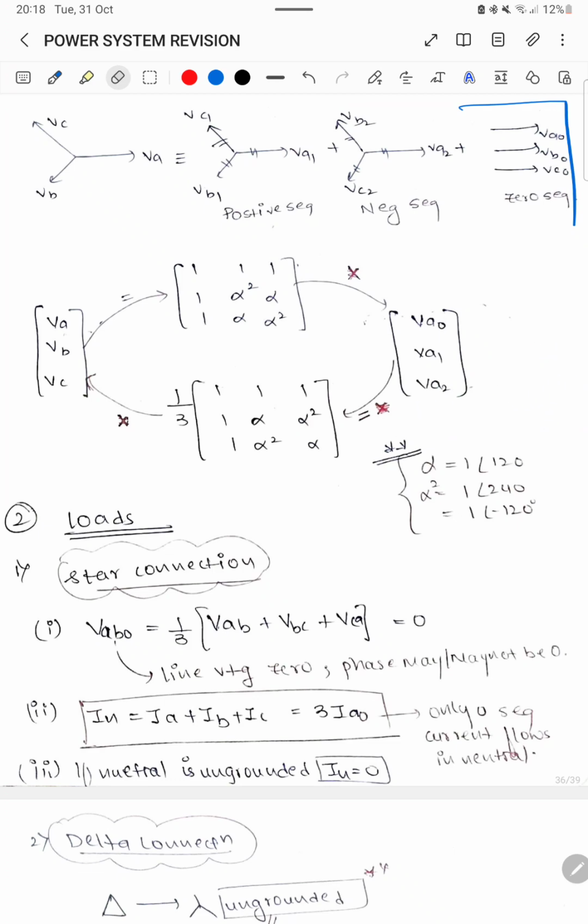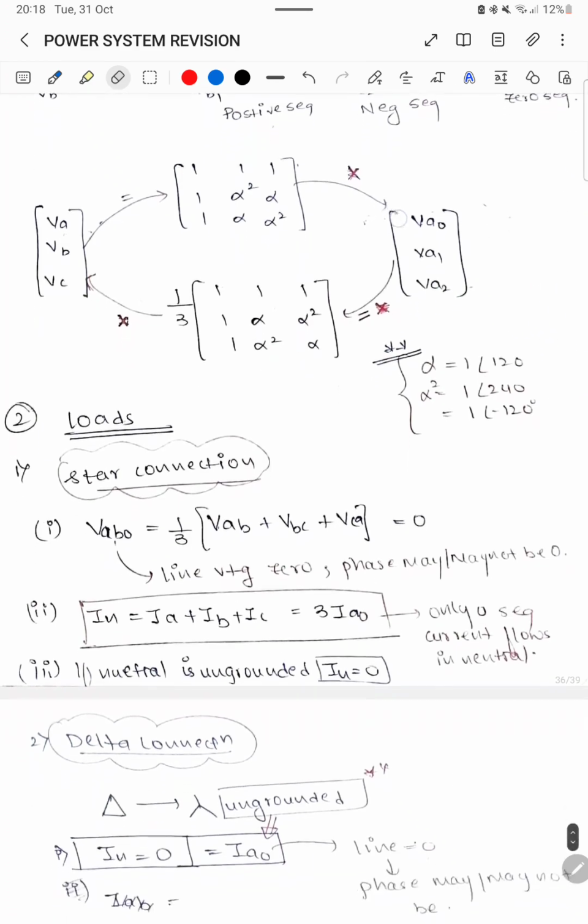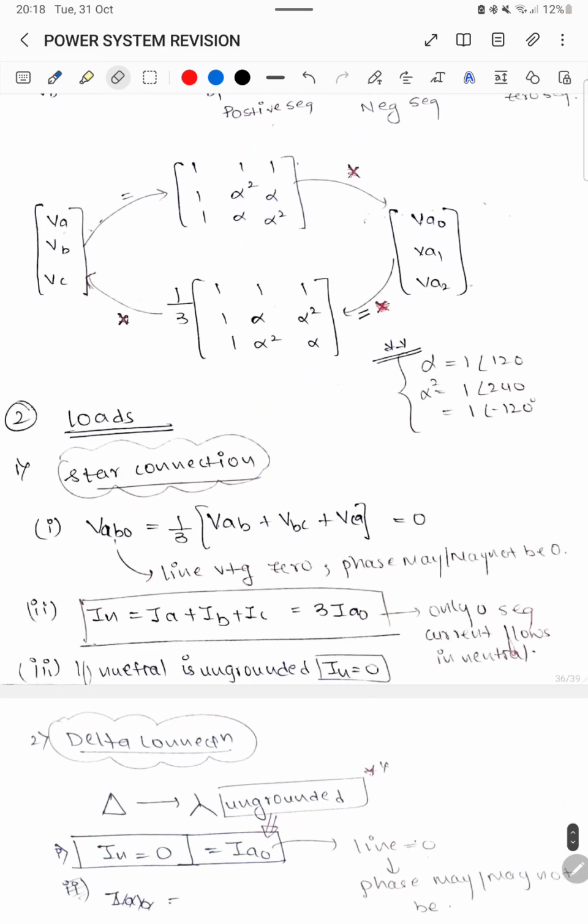Now coming to loads. Loads can be of two types, star connected and delta connected. In star connected, the zero sequence line voltage VAB0 is 0. Knowing VAB0 is 0, we cannot comment on the phase values; phase values may or may not be 0. Similarly, the neutral current is nothing but IA plus IB plus IC, which comes out to be 3IA0.